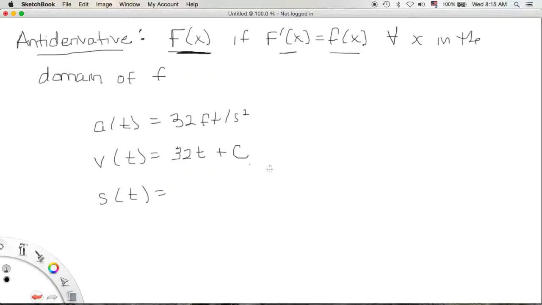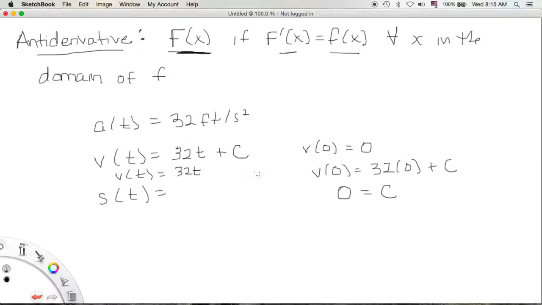Now, if I told you that the body started falling from rest, that would mean that v at 0 was equal to 0. And so what you would have to do is you would plug in 0 here. So we have v at 0 equals 32 times 0 plus c. So we have 0 equals c. So that means that our v of t is just equal to 32t. But you have to solve for this c using an initial value or something else given in the problem so you know what the c is.